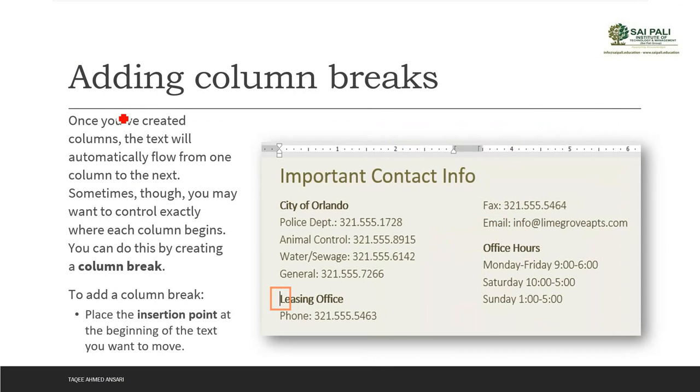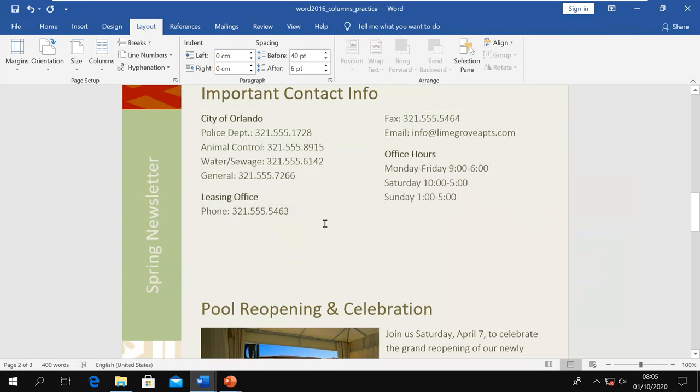Now you can add the column break also. Now column break, why am I adding it here? Because I want to decide from where the next column should start. We have divided this into 2 columns. Now I want to decide where the second column should start. Why do I want that in this case? Because if you see the text here, this is the heading, lease office, and the phone number is here and fax is here. Now it is not looking good. So I want that this should be together. So this should start from here, the next column.